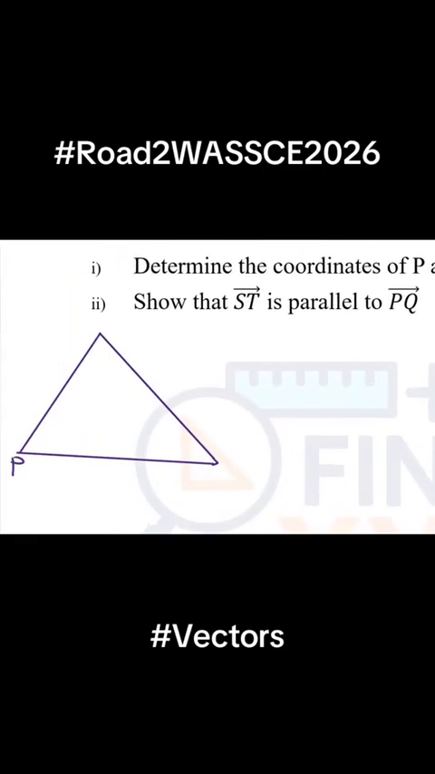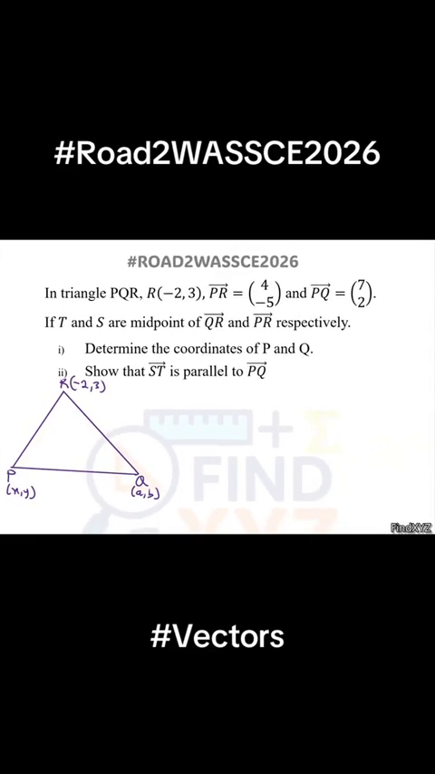So we have point P, point Q, and point R, and we have been given point R to be (-2, 3). We don't know point P, so we'll label that as (X, Y), and we also don't know point Q, so I will label that as (A, B). But we have two vectors, vector PR to be (4, -5), and vector PQ to be (7, 2).